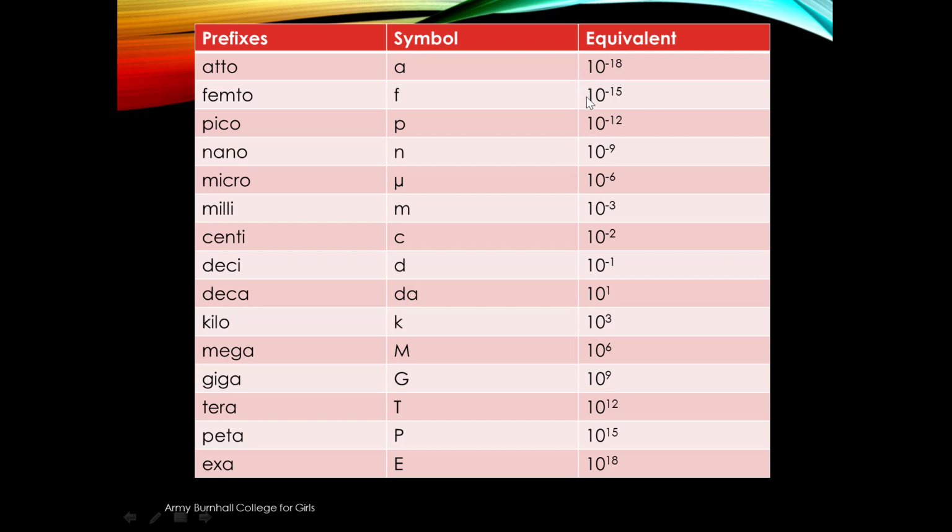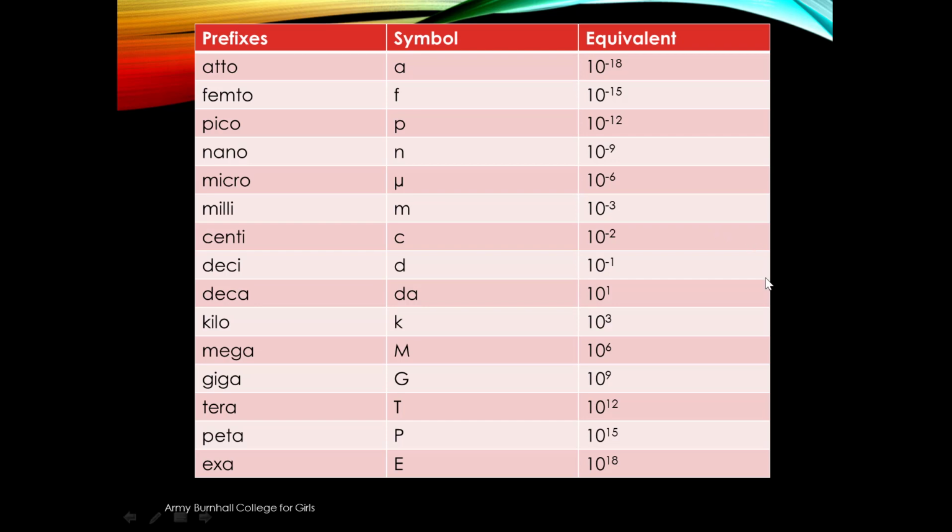Instead of writing 10 raised to power minus 15, we can write femto or small f. Instead of writing 10 raised to power minus 12, we can use prefix pico, which has symbol small p. Nano, small n, 10 raised to power minus 9. Micro, 10 raised to power minus 6. Milli, small m, 10 raised to power minus 3. Centi, small c, 10 raised to power minus 2. Deci, small d, 10 raised to power minus 1.